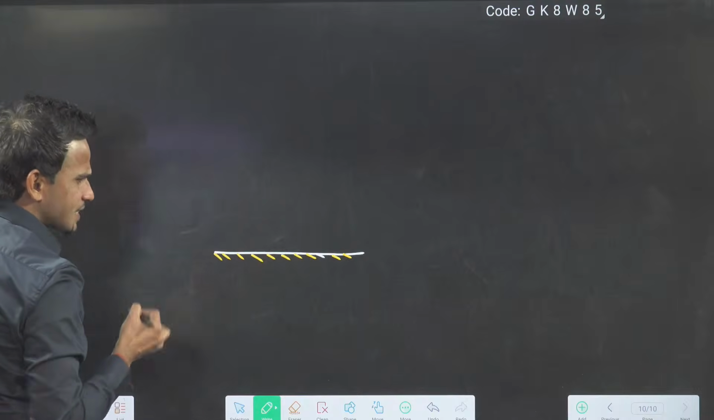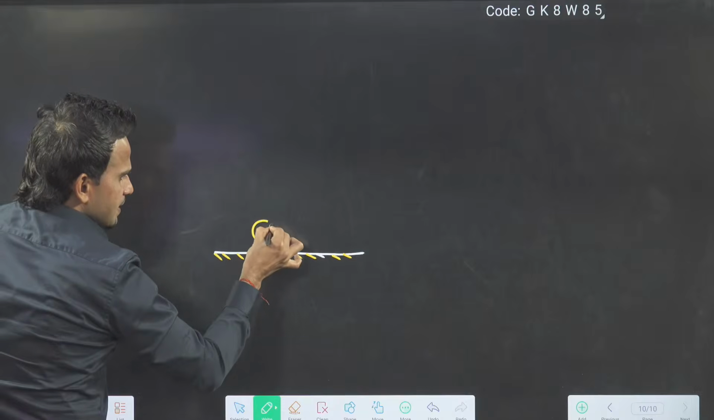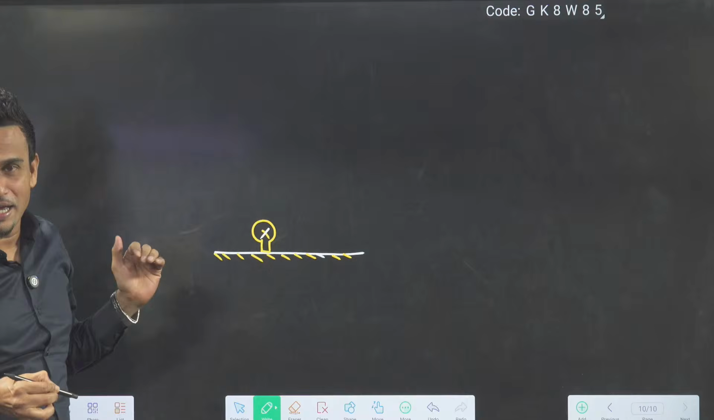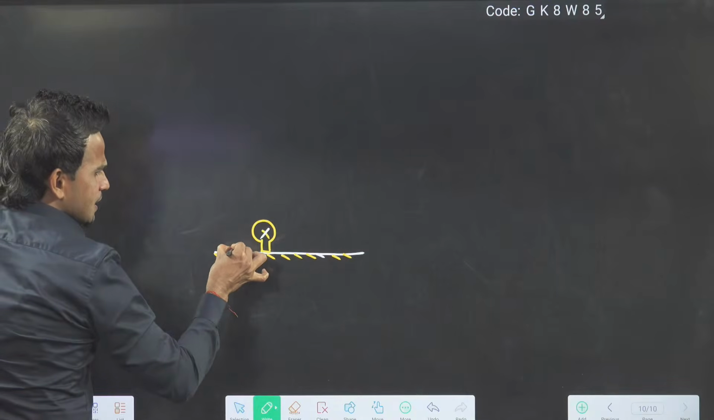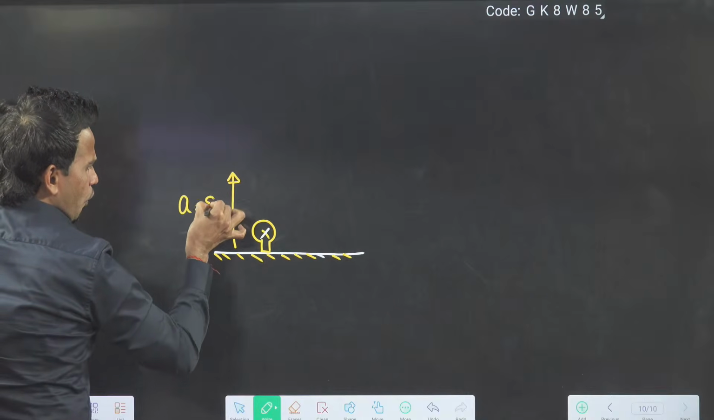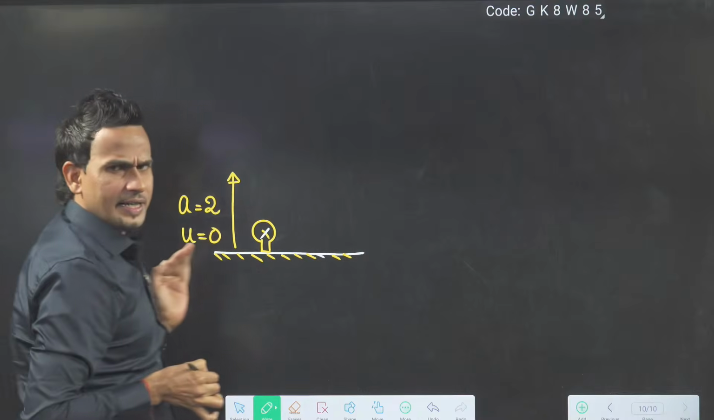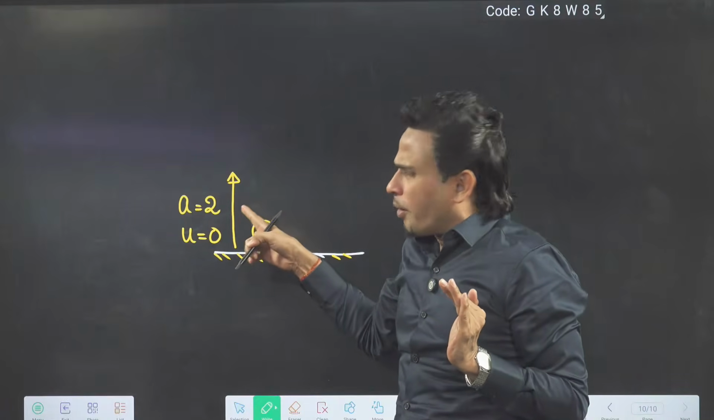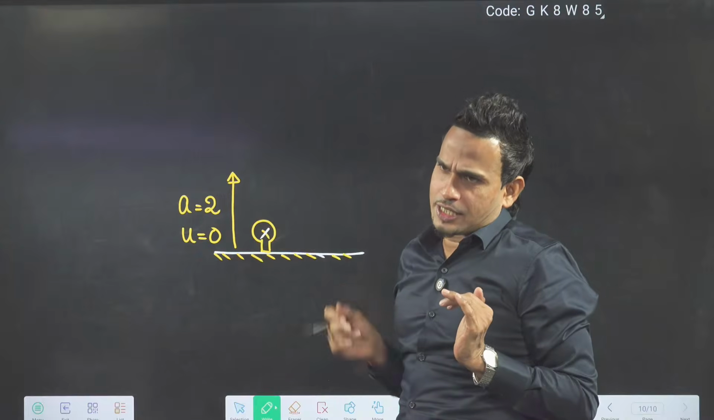I will simply draw what is said. A hot air balloon, this is the best diagram of a balloon which I can draw. Like a mushroom. So they are saying a hot air balloon started rising upward with constant acceleration of 2 meters per second square from rest. This is the data given.